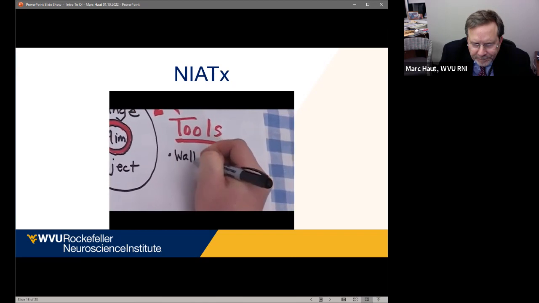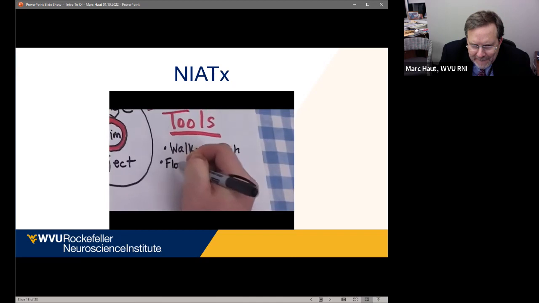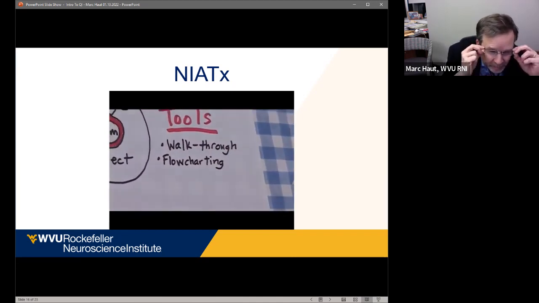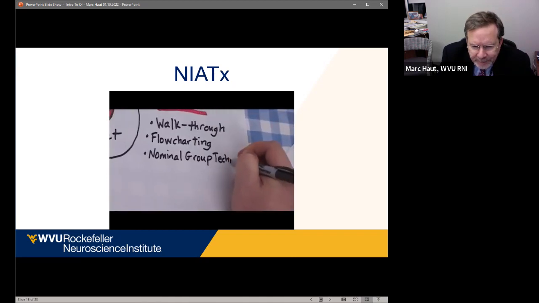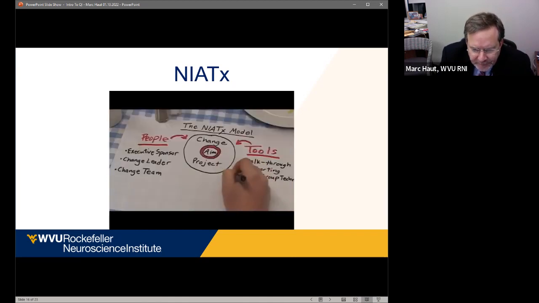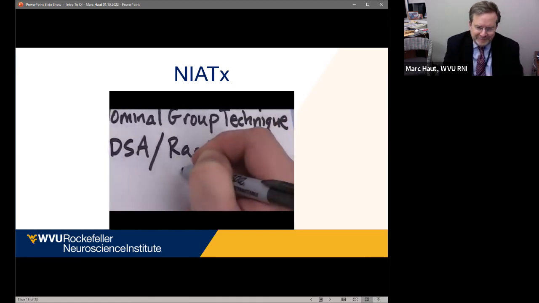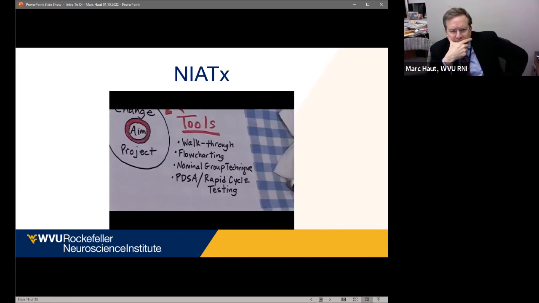The walkthrough is a tool to help you experience a process just as your customer would. Flowcharting creates an actual picture of the process from beginning to end. The nominal group technique, this is a tool the change team uses to brainstorm ideas that will help achieve the aim of the change project. And the PDSA, which is an acronym for Plan, Do, Study, Act, is an efficient way to test changes. Rapid cycle testing simply allows the change team to try a change for a short period of time to see if it's an improvement.